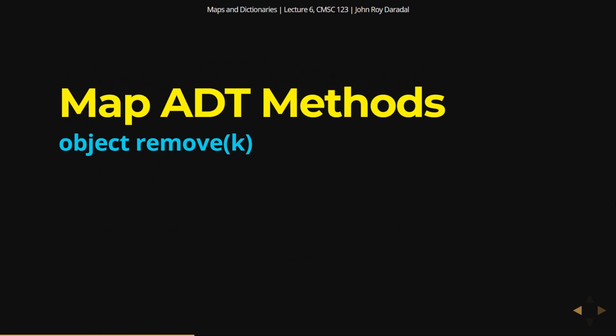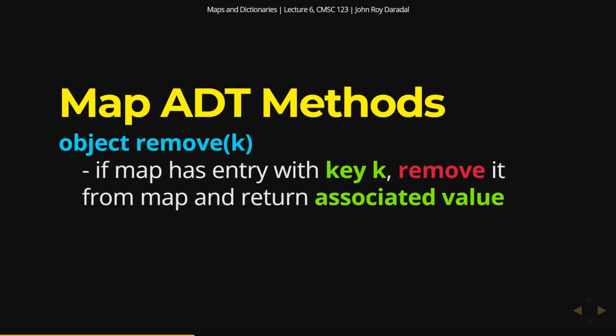Okay, and next we have the deletion method, which is remove. So remove k, so it also passes in the key k, and if the map has an entry with key k, remove it from the map and return the associated value. So whatever value key k was mapped to earlier, we need to return it also, since we have the object return here. Otherwise, if the key does not exist, then we will not return anything, and we won't remove anything either. Okay, so we only remove if the key k exists. Okay, does that make sense?